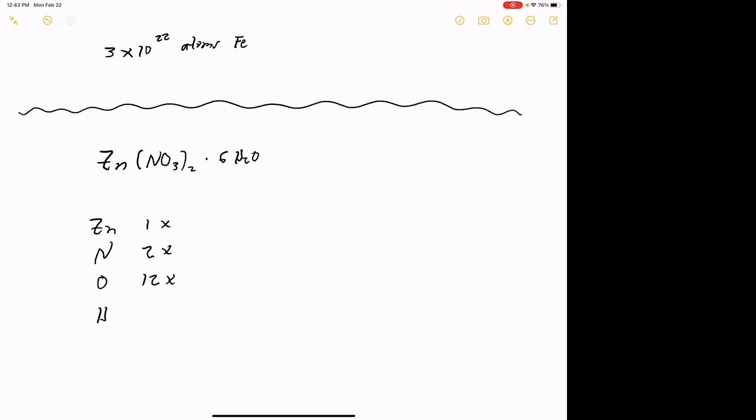I'm counting twice 6 is 12. I don't see any over in the zinc nitrate, right? And then you've got the 6 coming from the water, so twice 6 is 12. You see that? Yes, I see it. Okay, perfect. So 12 hydrogens times the molar mass of hydrogen.